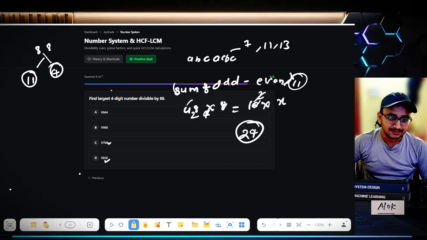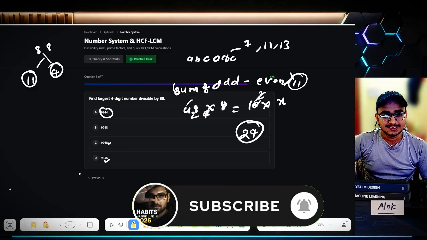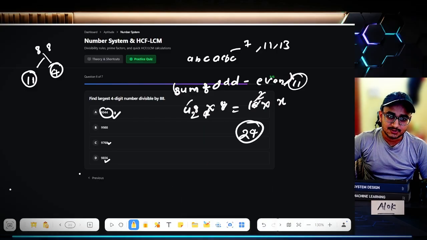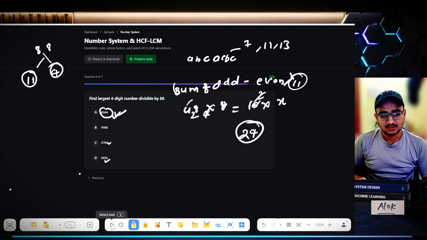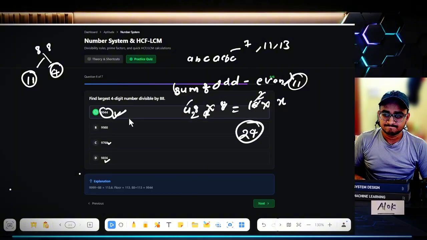So we have to check for 11. For 11, 9 and 4 is 13, then 9 and 4 is 13. Here the difference comes out to be 0, and 0 is divisible by 11. Option A is going to be your answer. Let me select the option. Okay, we got it correct. Let's move to the next problem.